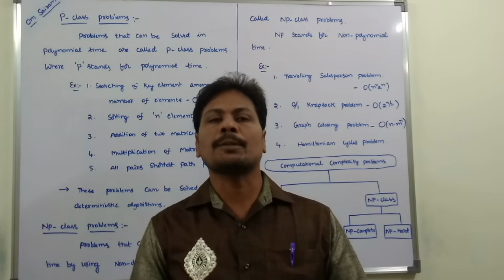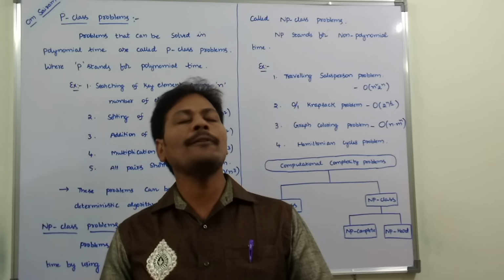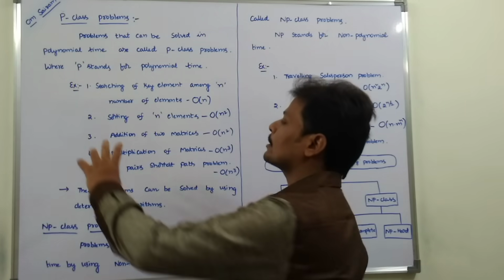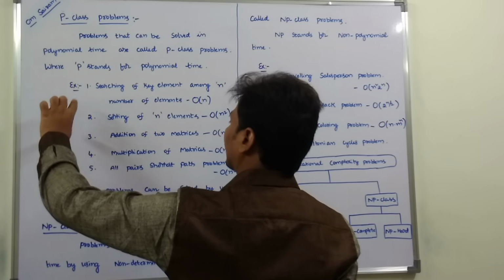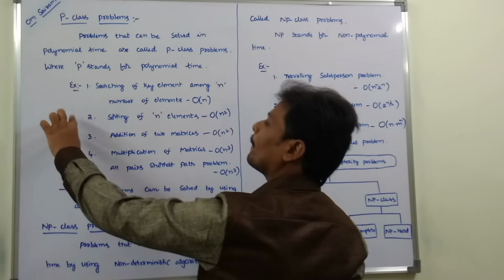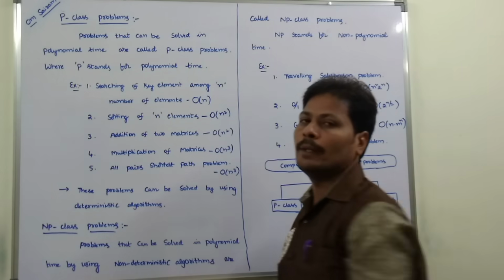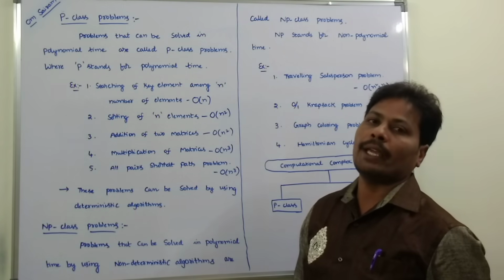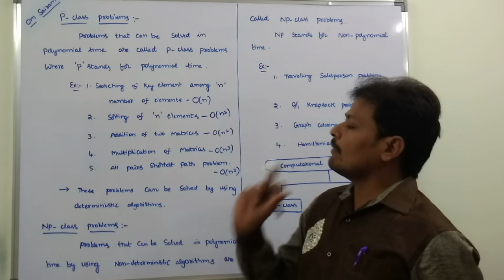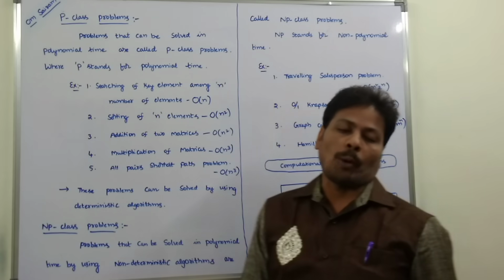All pairs shortest path problem, big O of n cube. So these are the problems that can be solved in polynomial time by using deterministic algorithms. Okay. Second one is NP class problems.